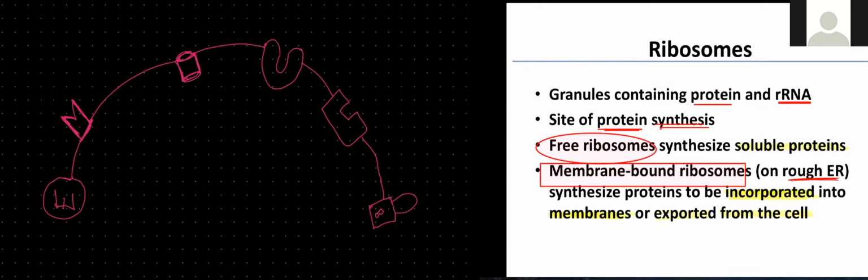Between the cells, like the lock in here. So those are proteins that get incorporated within the plasma membrane, and all of those are going to be produced from the membrane-bound ribosomes.